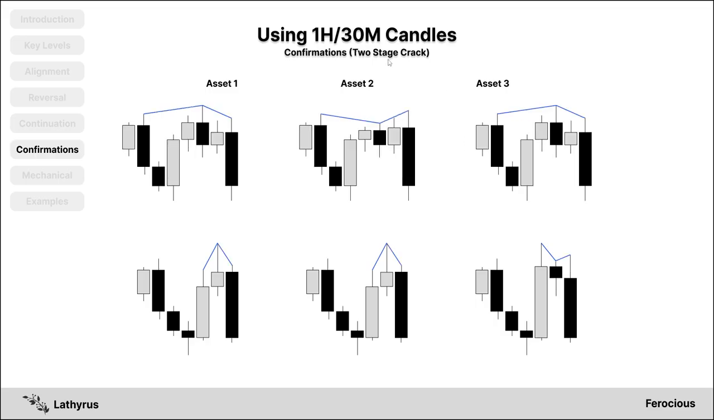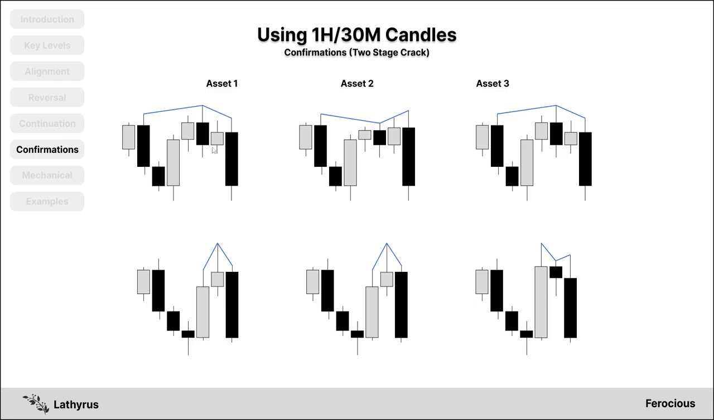So the second confirmation is the two-stage crack, where we can see asset 1 is taking out this old high and forming a strength switch. So it is initially stronger by taking out this high, but then it's flipping weaker. Asset 3 is doing the same. It's taking out this old high and then it's flipping weaker here. And asset 2 is not taking out this old high, but is making a higher high and still taking out this old high. So the best asset here to trade is the asset 1 and the asset 3, since it's flipping its strength to the downside.